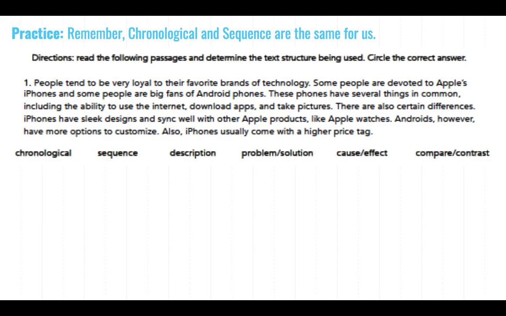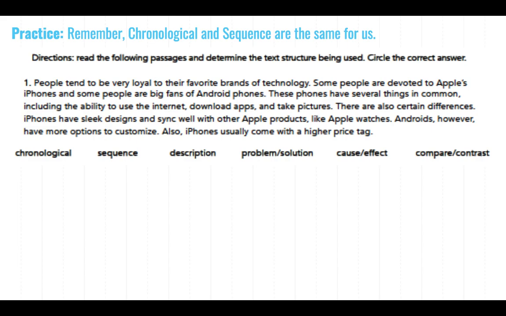Some people are devoted to Apple's iPhones and some people are big fans of Android phones. These phones have several things in common, including the ability to use the internet, download apps, and take pictures. There are also certain differences. iPhones have sleek designs and sync well with other Apple products like Apple Watches. Androids, however, have more options to customize. Also, iPhones usually come with a higher price tag.